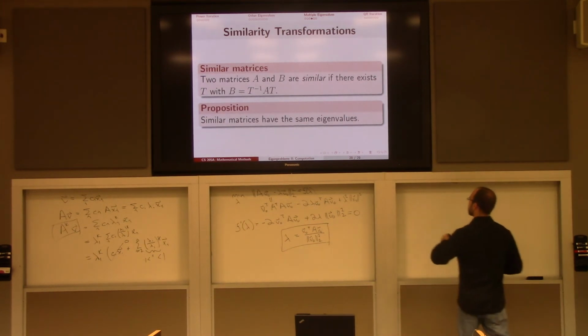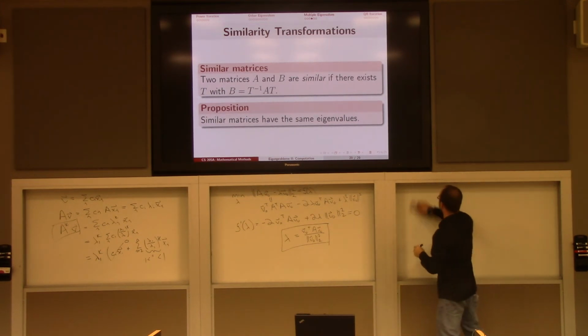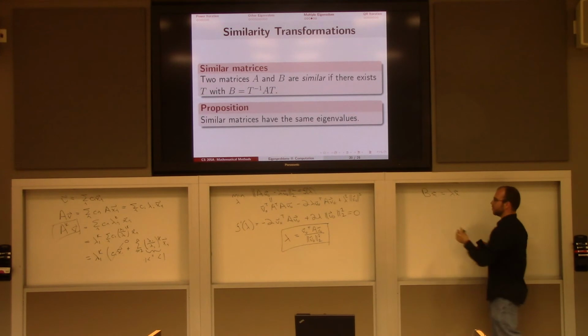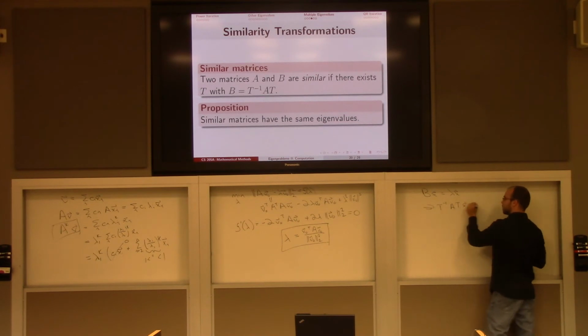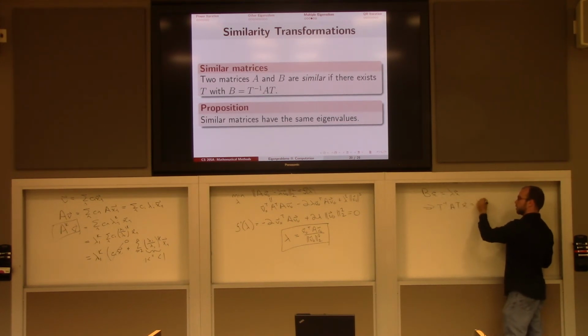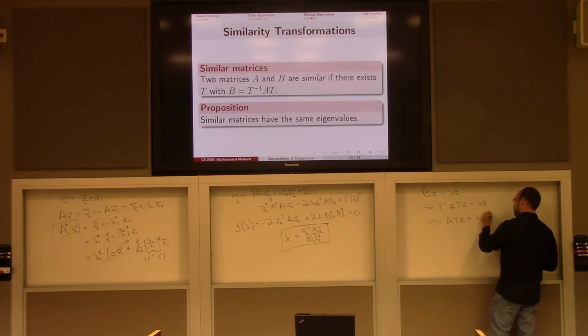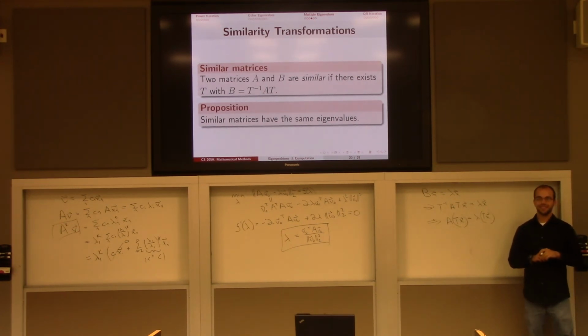And why is that? Well, let's say that B x is equal to lambda x. What does this tell you? Well, in particular, it tells you that T inverse A T x is equal to lambda x, just by substituting our expression for B. And so let's multiply both sides by T inverse. So we get A T x equals lambda T x, right? So in particular, this vector T x is an eigenvector of A. So this shows that they have the same eigenvalue. It's easy to go in the reverse direction.